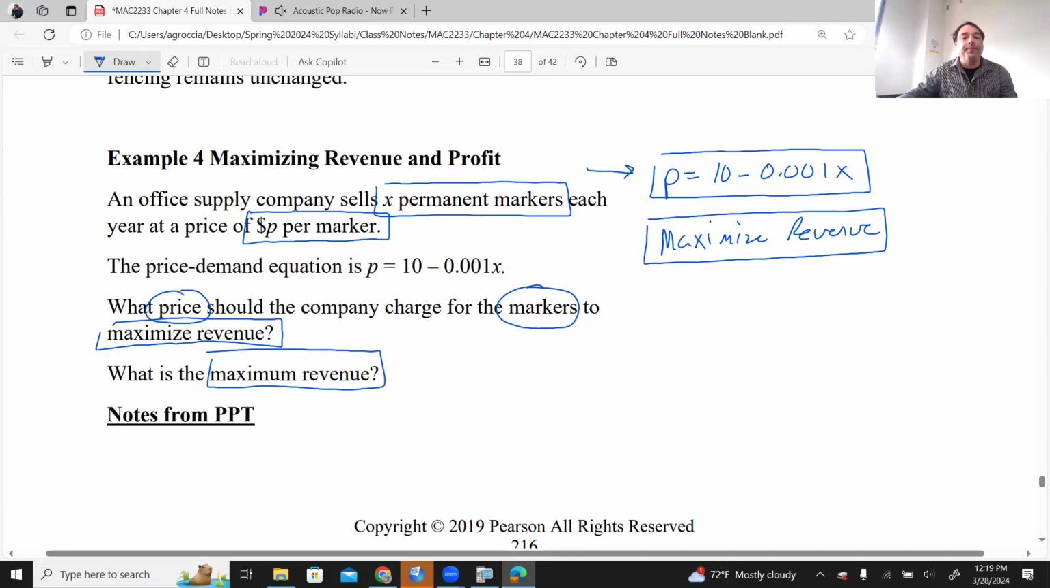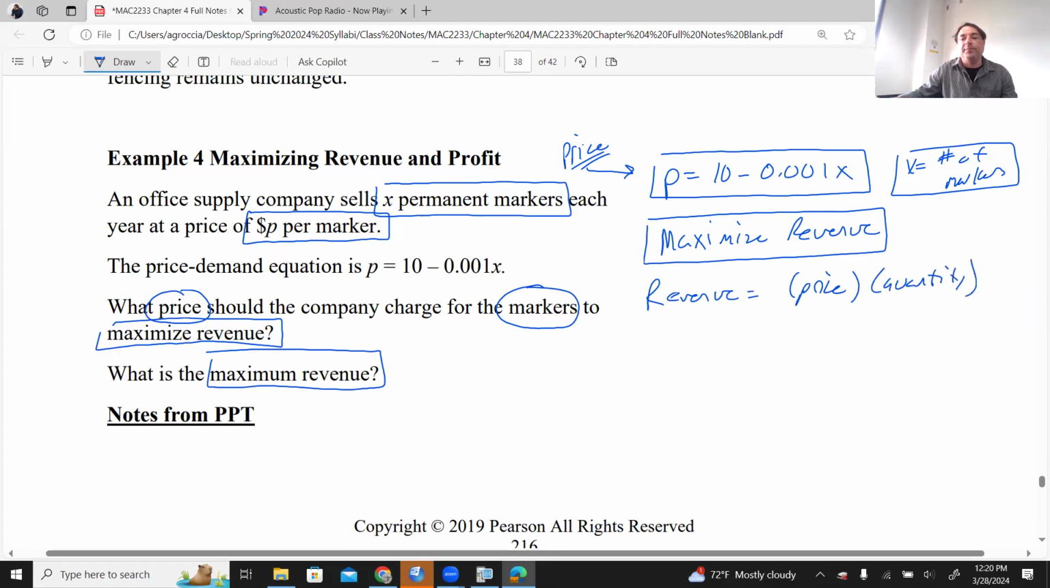No, that is what? That's price. And we know that X is the number of permanent markers. So the revenue was not given to us. But we all know from one of the first classes that revenue is going to be price times, I'll put the variables later. But we know that revenue equals price times quantity or times demand.